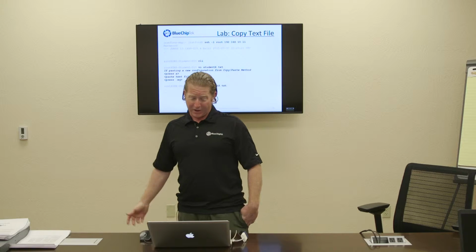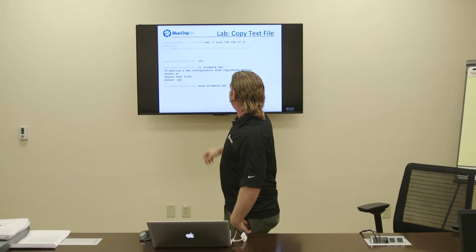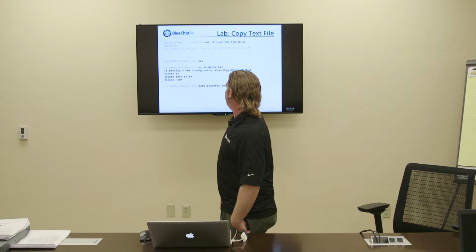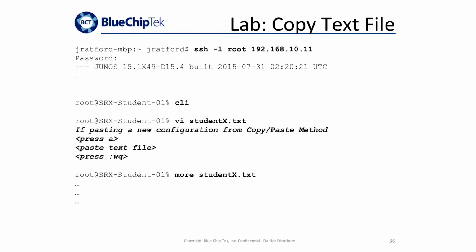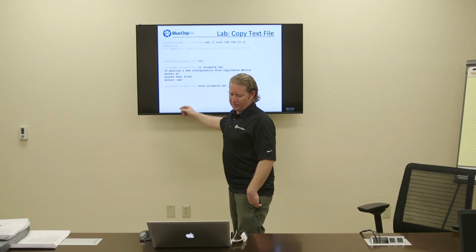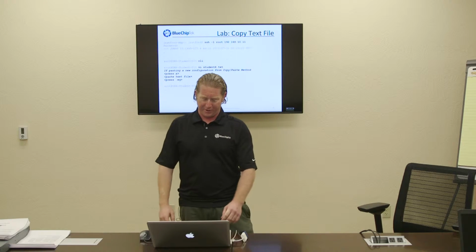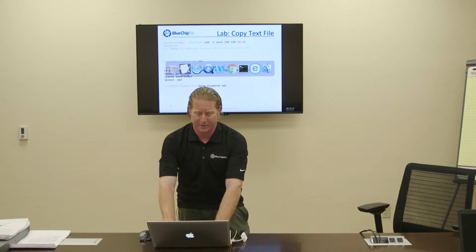Okay. So now that we have this config file, it's simply a copy and paste exercise. We'll go ahead and SSH to our device. We'll use the VI text editor to paste the entire config file in, and we can go ahead and make sure that it looks right. So we'll go through that exercise now.